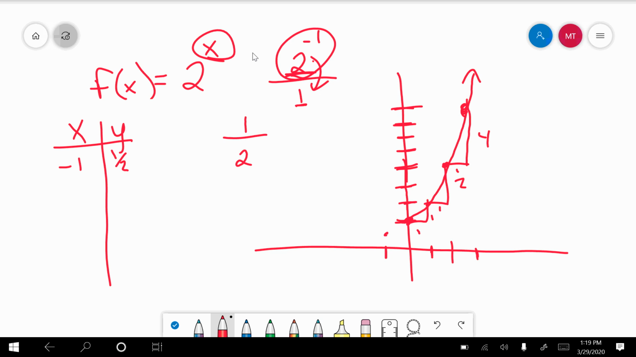So now I'm going here. What happens if I do a negative 2? Well, all that does is it makes 2 to the negative 2 really become 1 over 2 to the second power. Remember, this just kicks it down. And then that becomes 1/4.